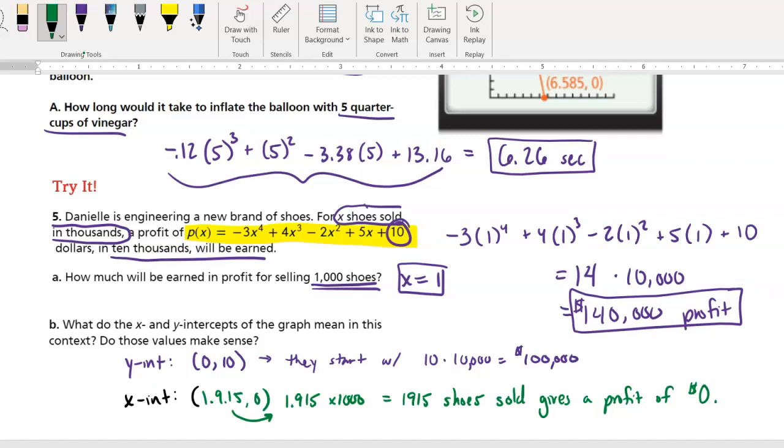And again, the question is, do these values make sense? I don't know why, if they sold 1,915 shoes, that they would end up with a profit of $0. So I would say that there's probably something wrong with this function, because I can't think of a situation why selling more shoes would result in not making any money. But that's how you would interpret the x-intercept and the y-intercept, at least.